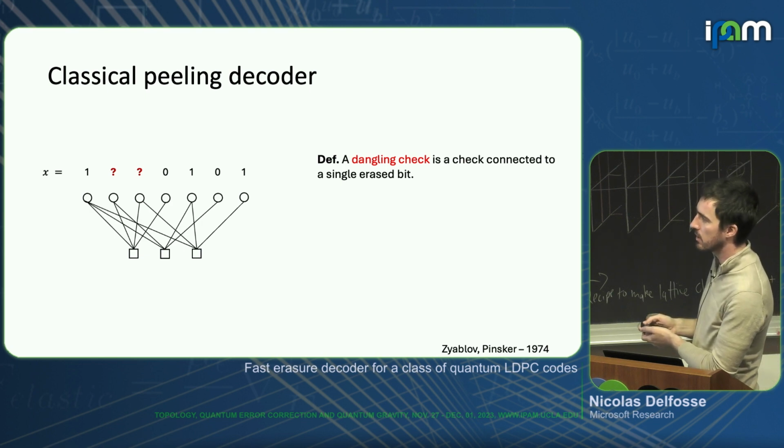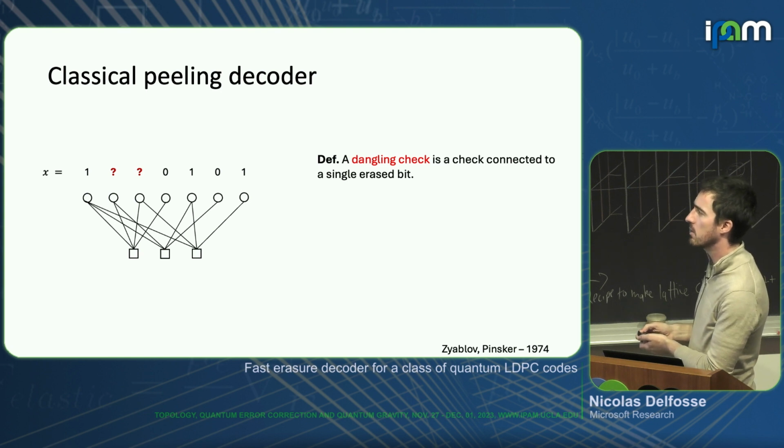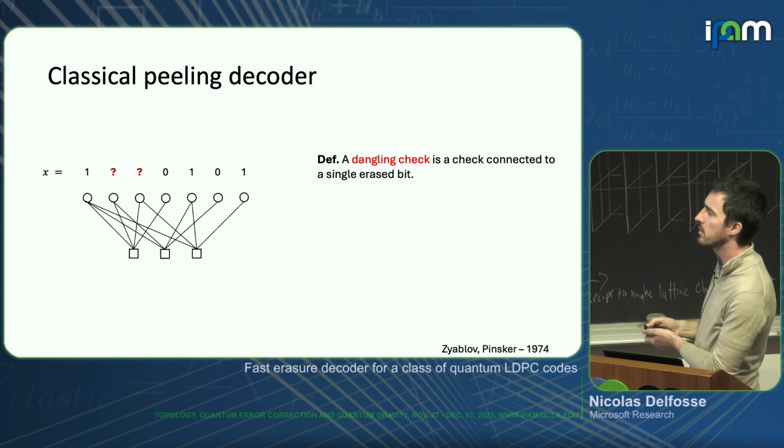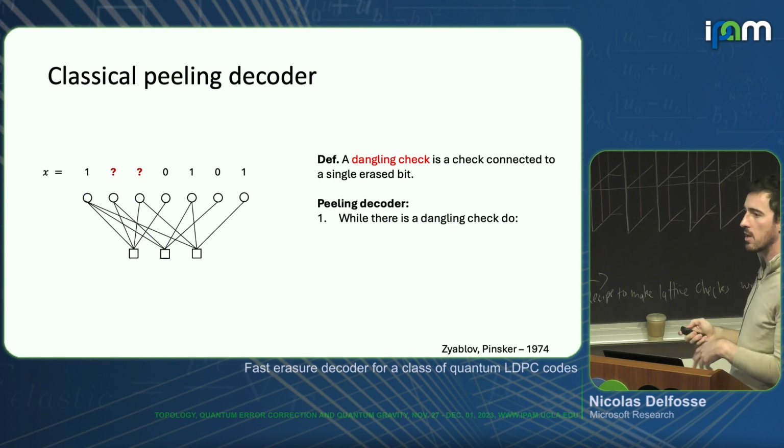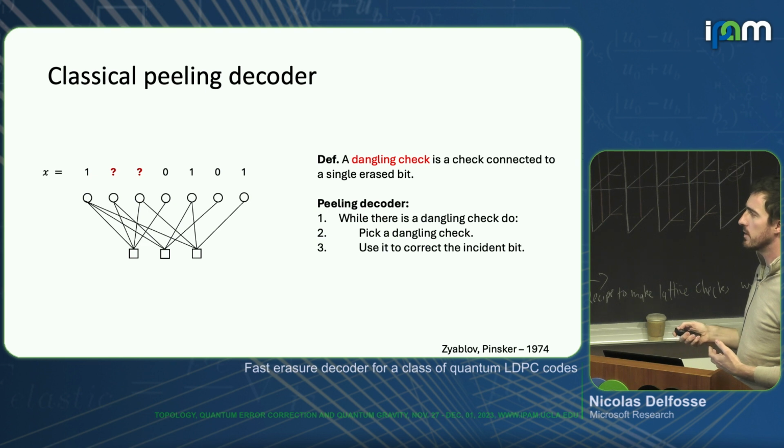So for instance, if I look at this first check, it's incident to my 2 question marks. It's not dangling. But the second check is incident to 1, 3, 5, 7, so it's incident to a single question mark. It's a dangling check. So let's use it. The algorithm is looking for dangling checks, and then you use one to correct the incident bit.